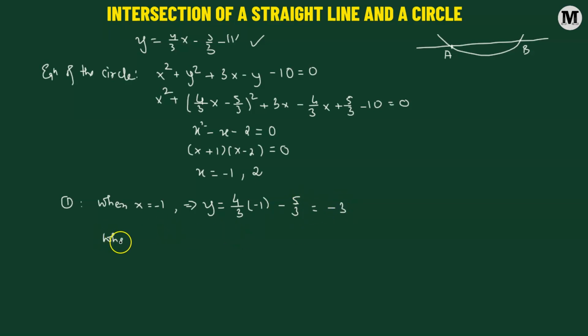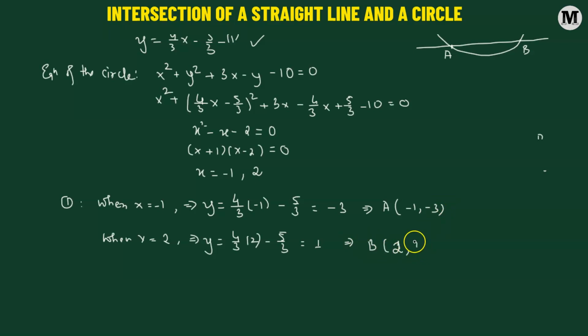And when x is +2, then the y value will be 4/3 times 2 minus 5/3, so that will give us +1. Now that means we can say this is the point A having coordinates, when x is -1, y is -3. And then we have the coordinates of the other point B: when x equals 2, then y is 1.